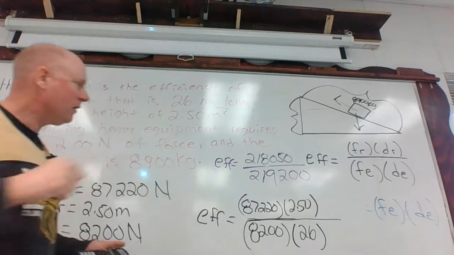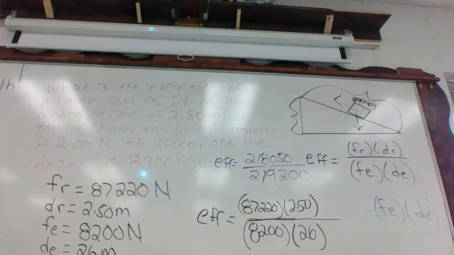Okay? So now when you divide that out, it's going to give you 218,050 divided by 219,200. Gives you 99.99. That's a percentage. Just take it times 100.